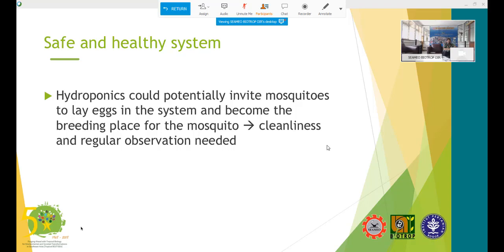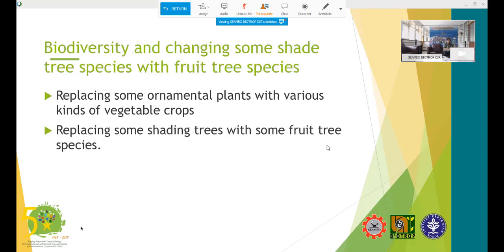Biodiversity, and changing some shade tree species with fruit tree species. So replacing some ornamental plants with various kinds of vegetable crops, and replacing some shading trees with some fruit tree species. This is our current program, the SEAMEO BIOTROP current program. We will distribute the fruit trees to the schools so that the students and teachers can learn how to grow fruit trees and how to enjoy the fruit by themselves.